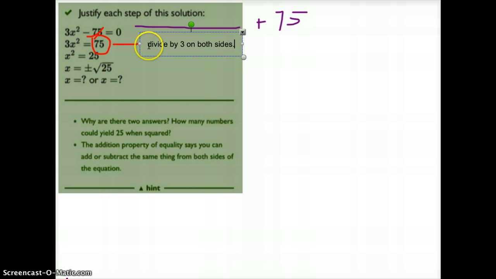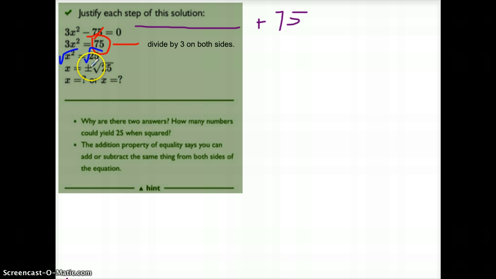So again, this is some older skills from Unit 2, being able to solve an equation, isolating the x all by itself. Divide by 3 on both sides, and then here, in this question, it says, why are there two answers? How many numbers could yield 25 when squared? So here they're going to square root both sides. Okay, it's kind of hard to tell. What they did here is they square root this side and they square root this side.